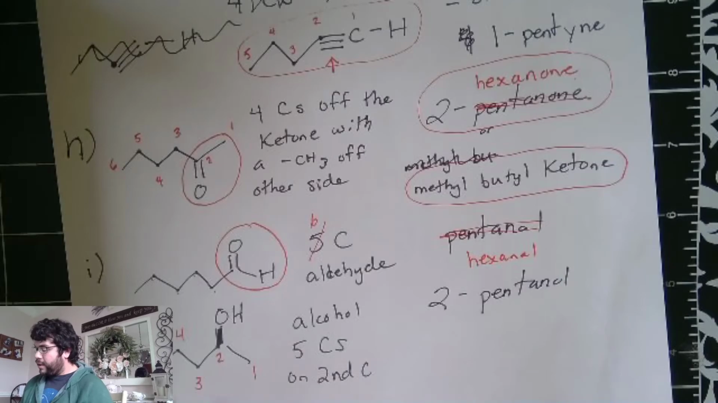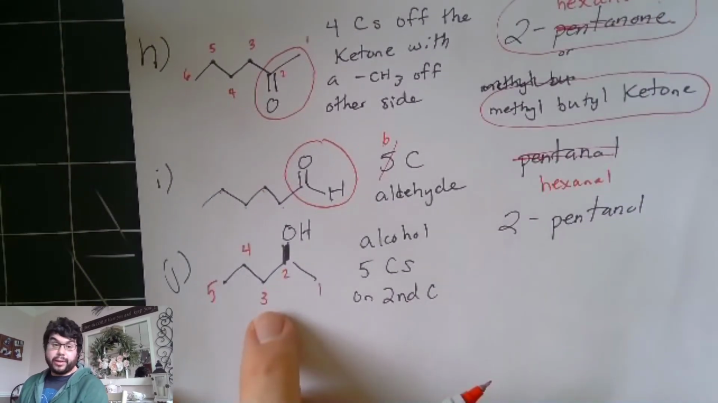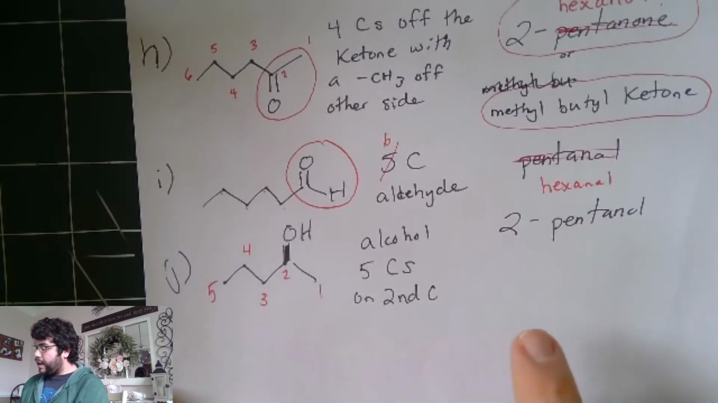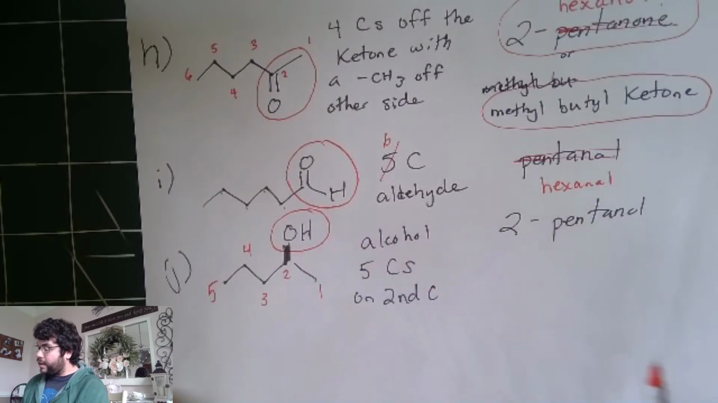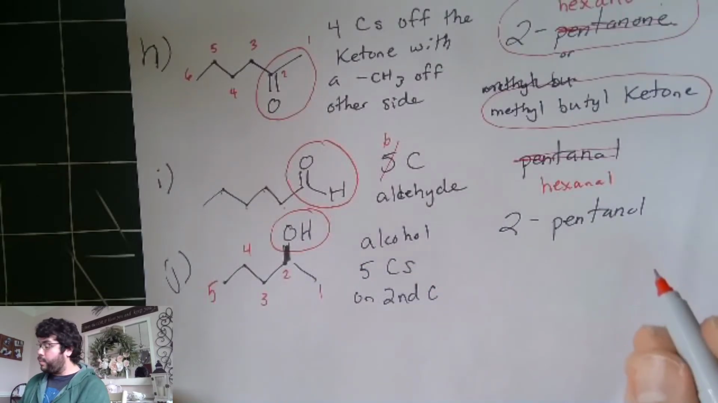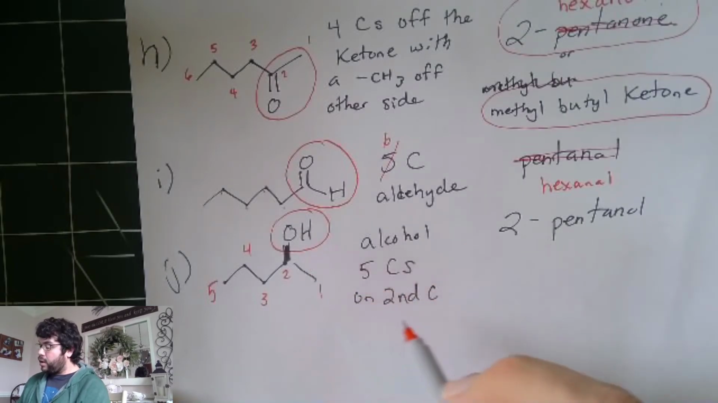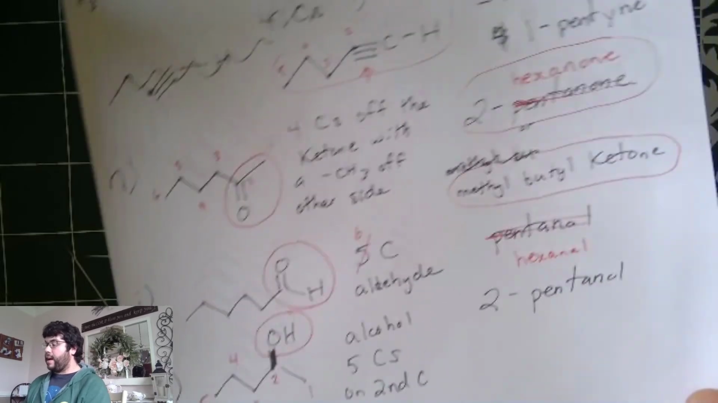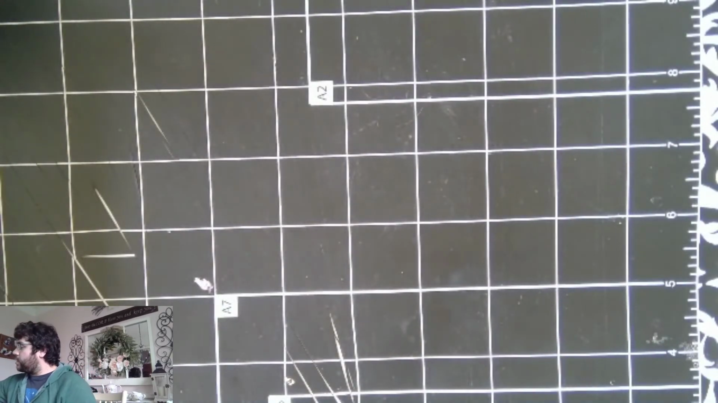Okay, next one. We have a 5-carbon structure, and we've got an alcohol, a hydroxyl group on the 2nd carbon. So this is going to be 2-pentanol. It's an alcohol with the hydroxyl group on the 2nd carbon of the 5. And I think this is the last one.